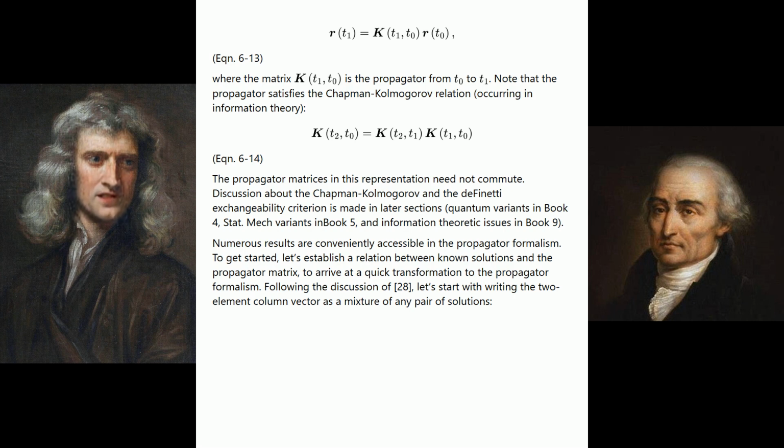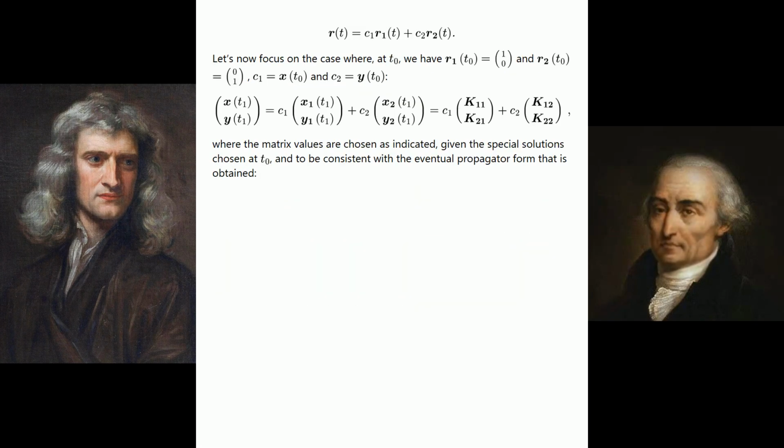To get started, let's establish a relation between known solutions and the propagator matrix to arrive at a quick transformation to the propagator formalism. Following the discussion of, let's start with writing the two-element column vector as a mixture of any pair of solutions. See the next equation. Let's now focus on the case where, at t sub 0, we have bold italic R sub 1 of t sub 0 equals the 2 by 1 column matrix (1, 0) and bold italic R sub 2 of t sub 0 equals the 2 by 1 column matrix (0, 1), c sub 1 equals bold italic x of t sub 0, and c sub 2 equals bold italic y of t sub 0.